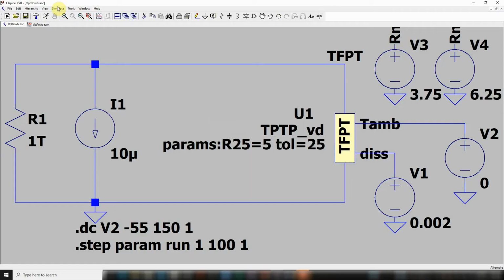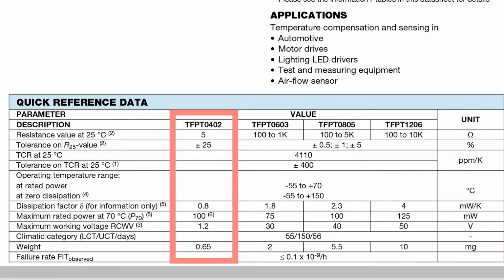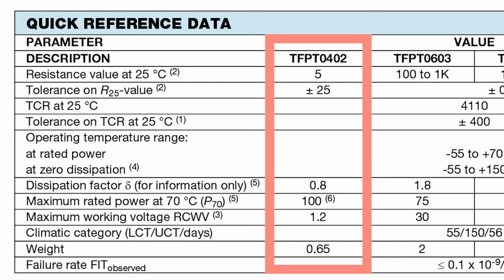I'm a product engineer for nonlinear resistors, and today I would like to review a simulation of a special application for airflow detection. This can be performed with our TFPT 5-ohm SMD RTD. Such a component is an SMD thin-film linear resistance with the lowest R25 value available from the specification, 5 ohm.